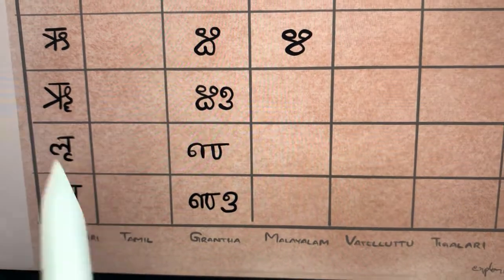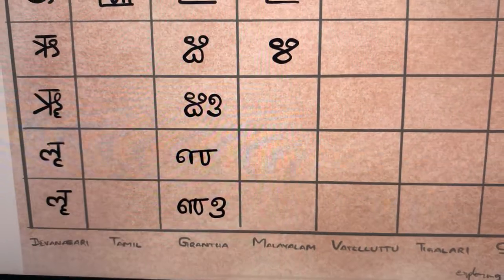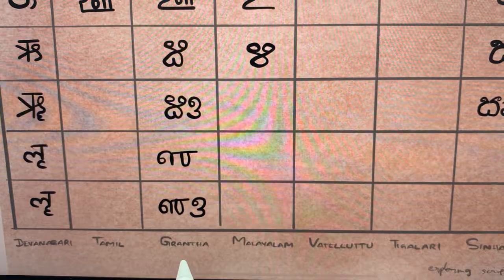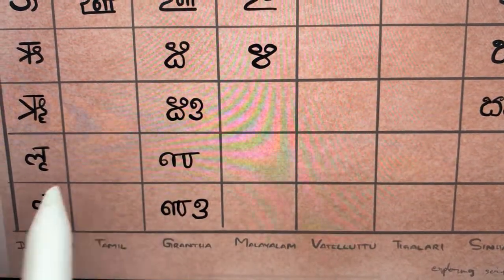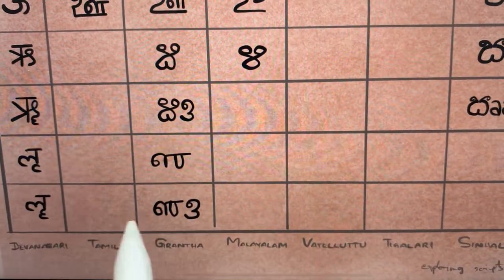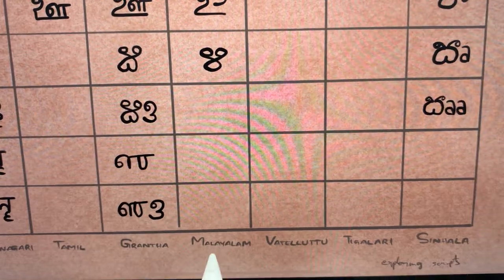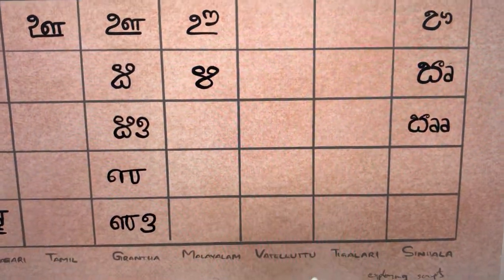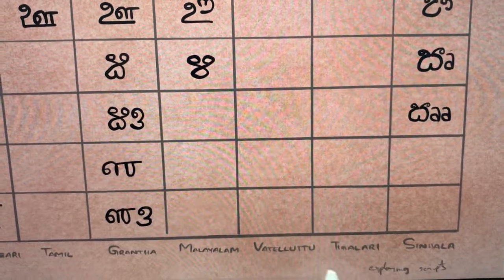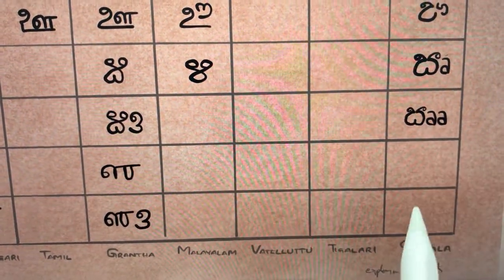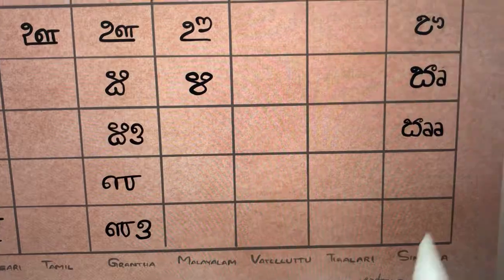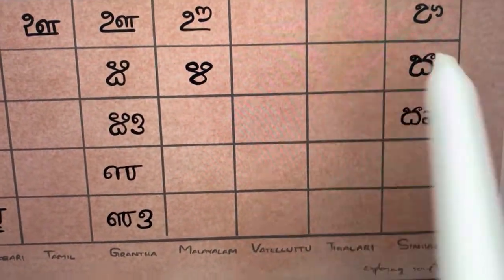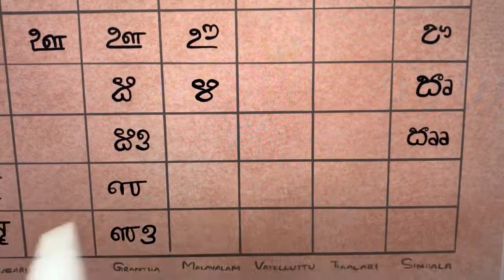Devanagari, mainly as seen in Sanskrit, and Tamil, Grantha, which is a link language between these two, a link script between these two, it's not a language. Malayalam, modern day Malayalam, Vattalazhuthu, Tigalari, which is the Tulu language script, and Sinhala, because it's right there in the same region.